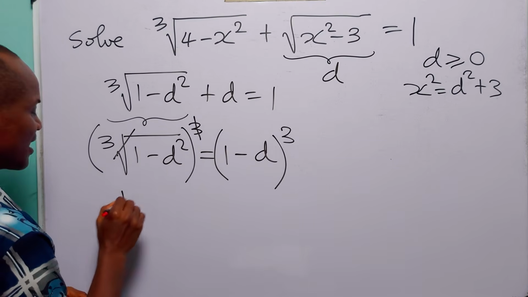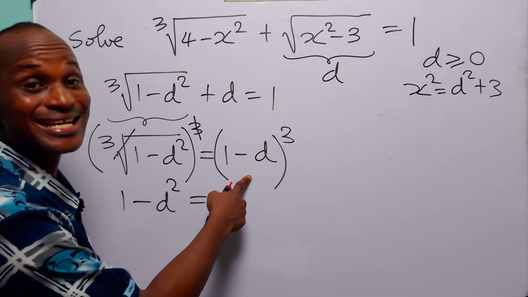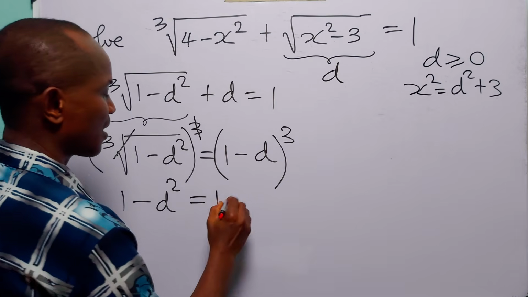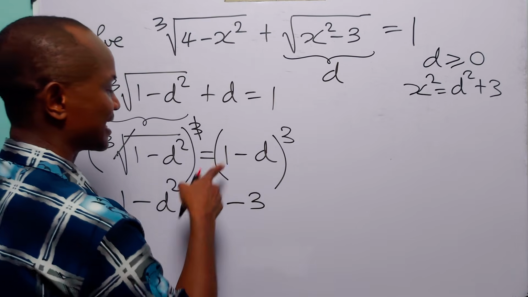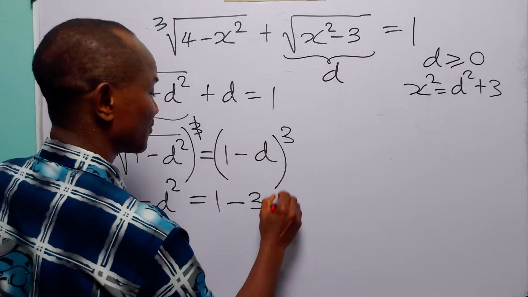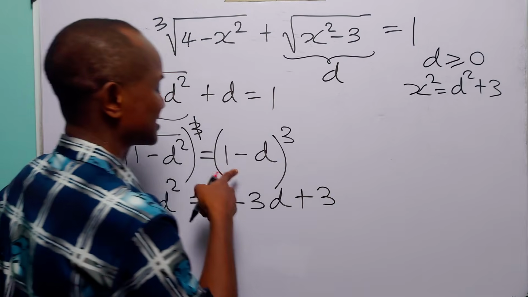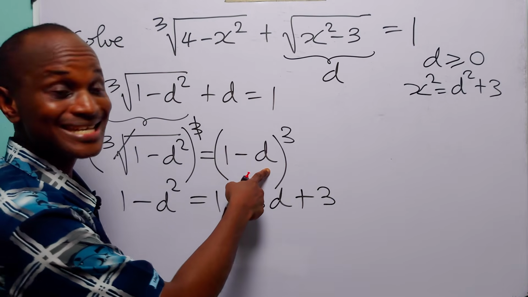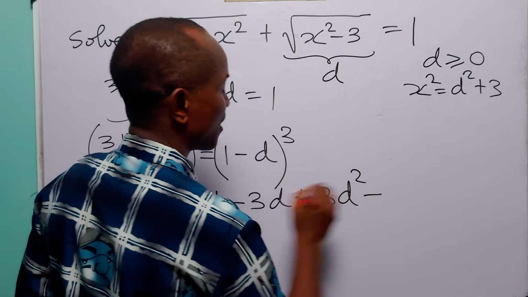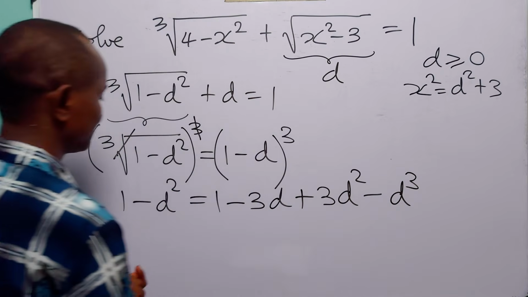On the left hand side, we have 1 minus d squared. And when we expand the right hand side, we have 1 cubed, which is 1, minus 3 times 1 squared times d. That is going to give us 3d. Plus 3 times 1 times d squared. That is going to give us 3d squared. And minus d raised to power 3.